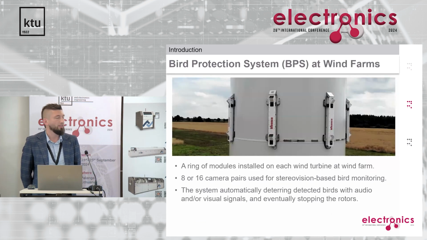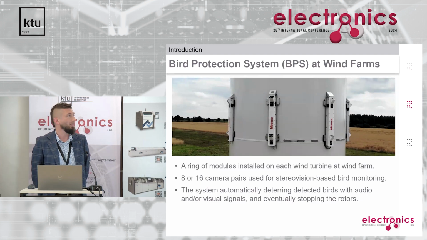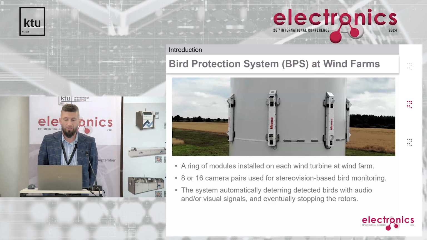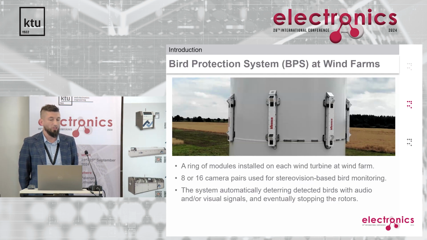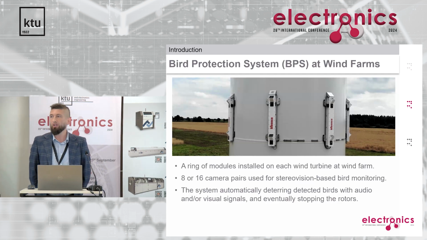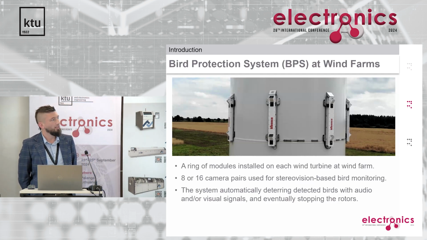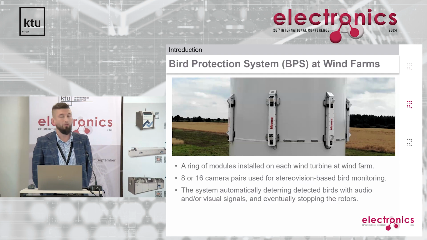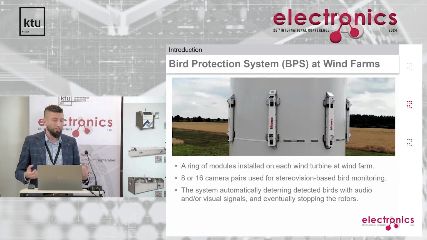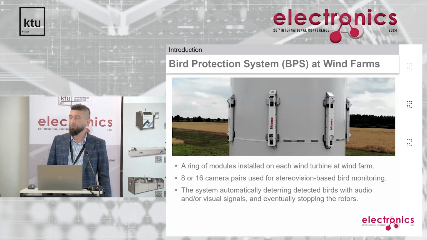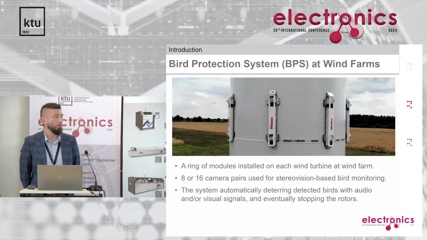So what is the system I'm talking about? It's a bird protection system, BPS for short. It's installed on the pylons of wind farms, as you can see here in the picture. There is a ring of modules with cameras that are monitoring the sky and looking for birds. If a bird approaches a wind turbine, the system detects it. It has two cameras, so they have stereo vision, and it's able to estimate the distance of the bird. So if the bird is approaching, the system is alerted that there is a possible event of a collision, and it may actually do something by itself.